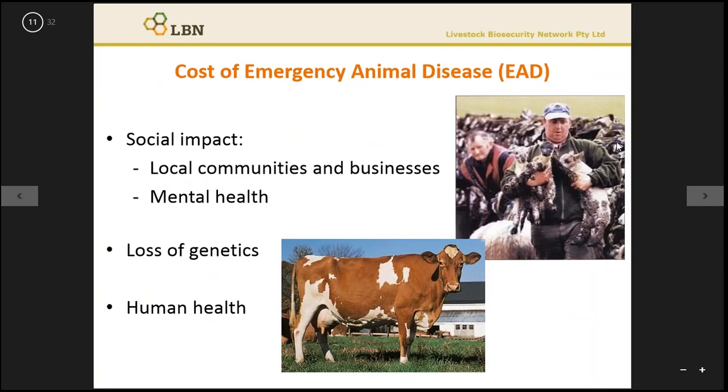But what none of these figures show is how devastating this disease can be for communities. I was in the UK at the time, and none of these images can really capture how horrific the impact was on these communities.